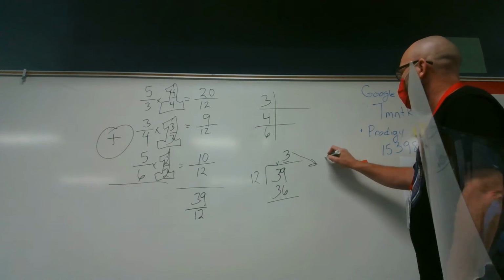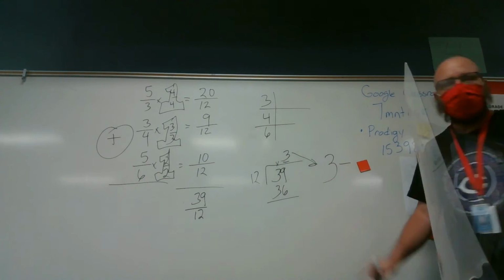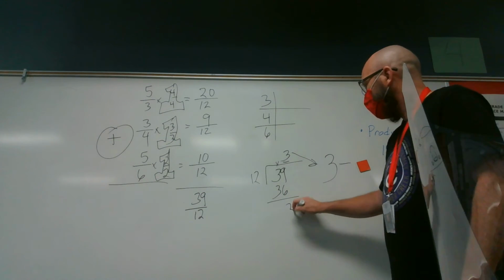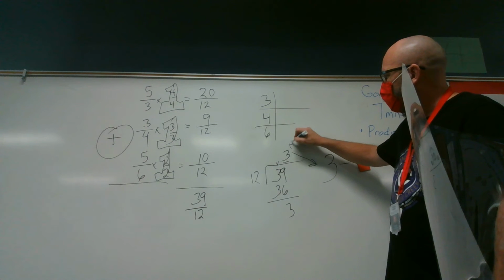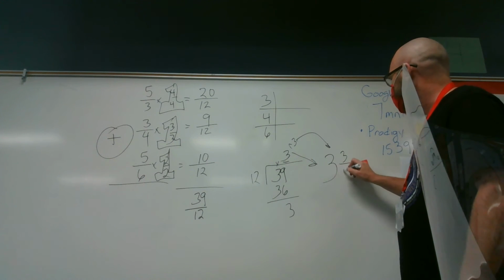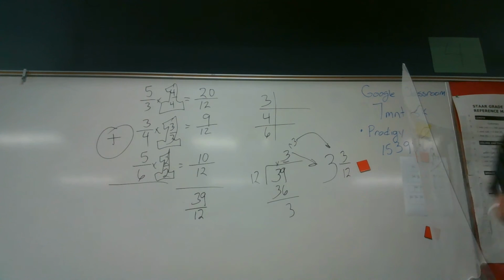This 3 is going to be my whole number. My quotient is my whole number. 39 minus 36 is? 3. So I have 3 remainder 3. This 3 is my numerator. Denominator stays the same. 3 and 3/12.